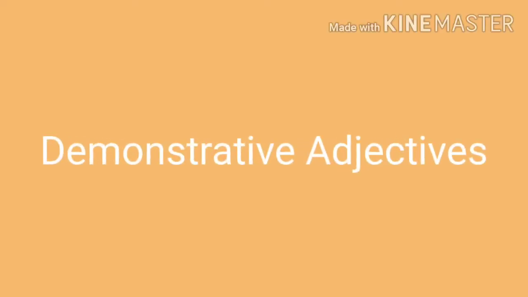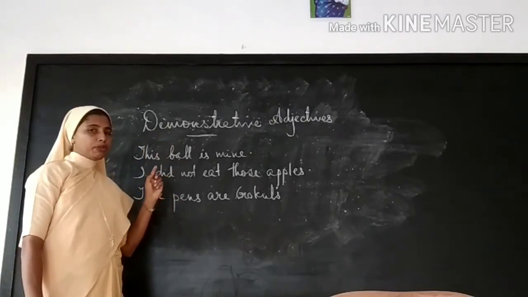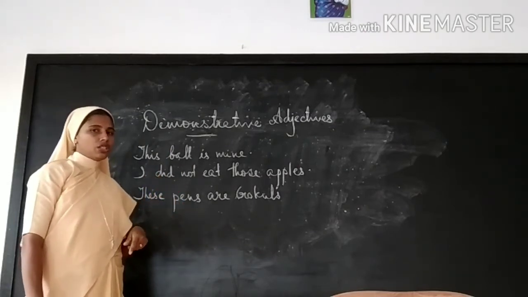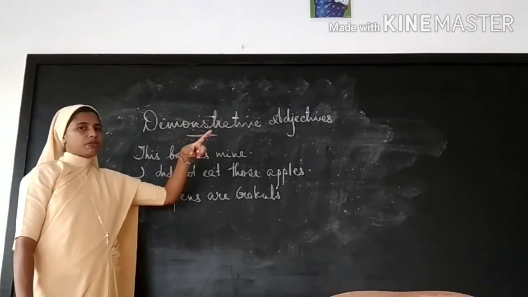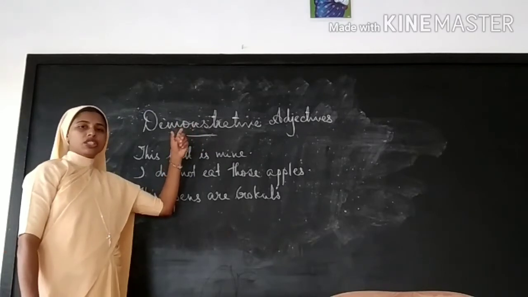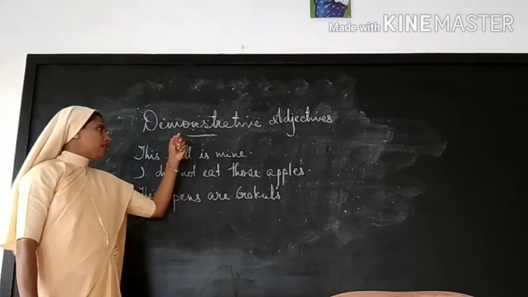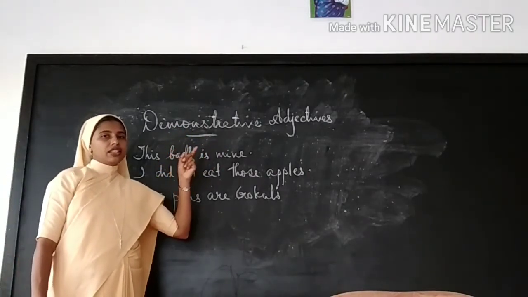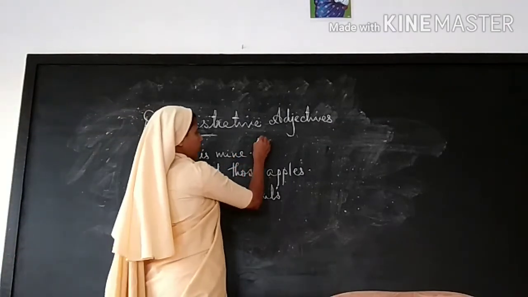Now we will study demonstrative adjectives. Do you remember which are the demonstrative pronouns? I think you remember: this, that, these, those. The same are demonstrative adjectives also. I have just mentioned, when I took demonstrative pronouns, the difference between adjectives and pronouns used in a sentence. Demonstrative adjectives are also this, that, these, those. It points out things.